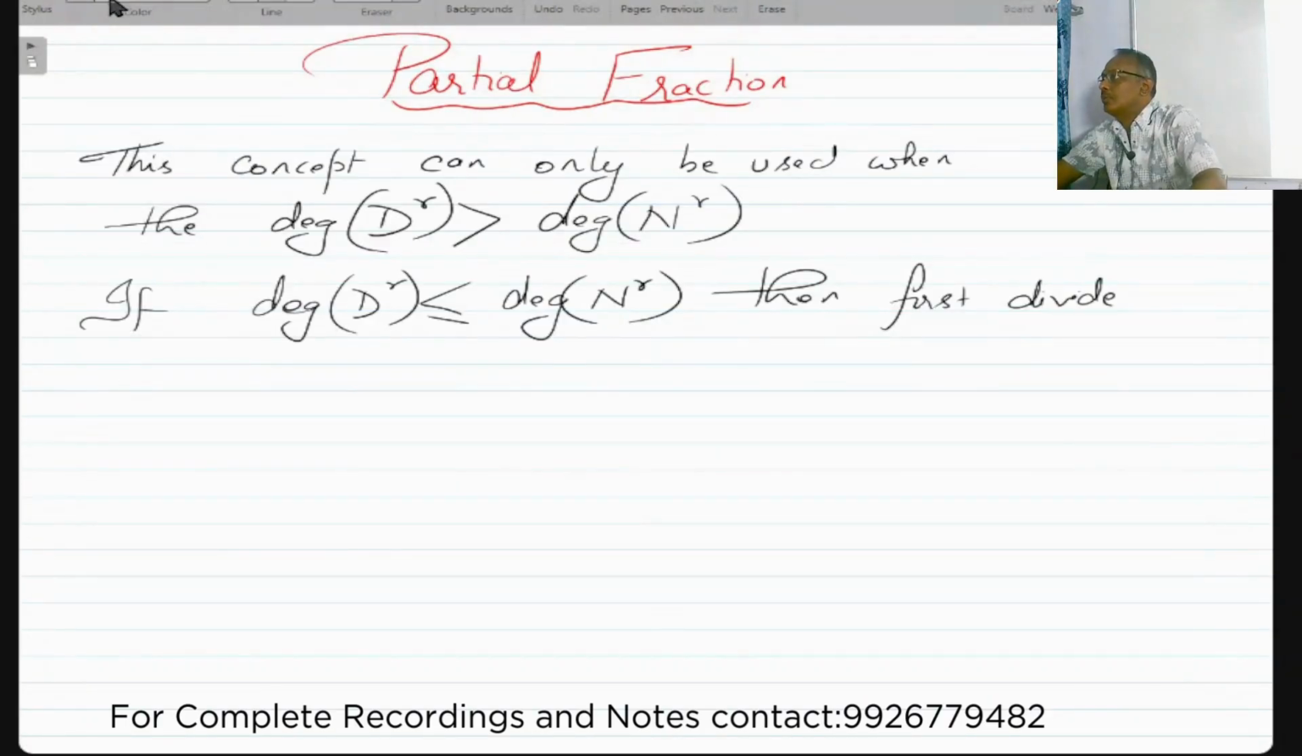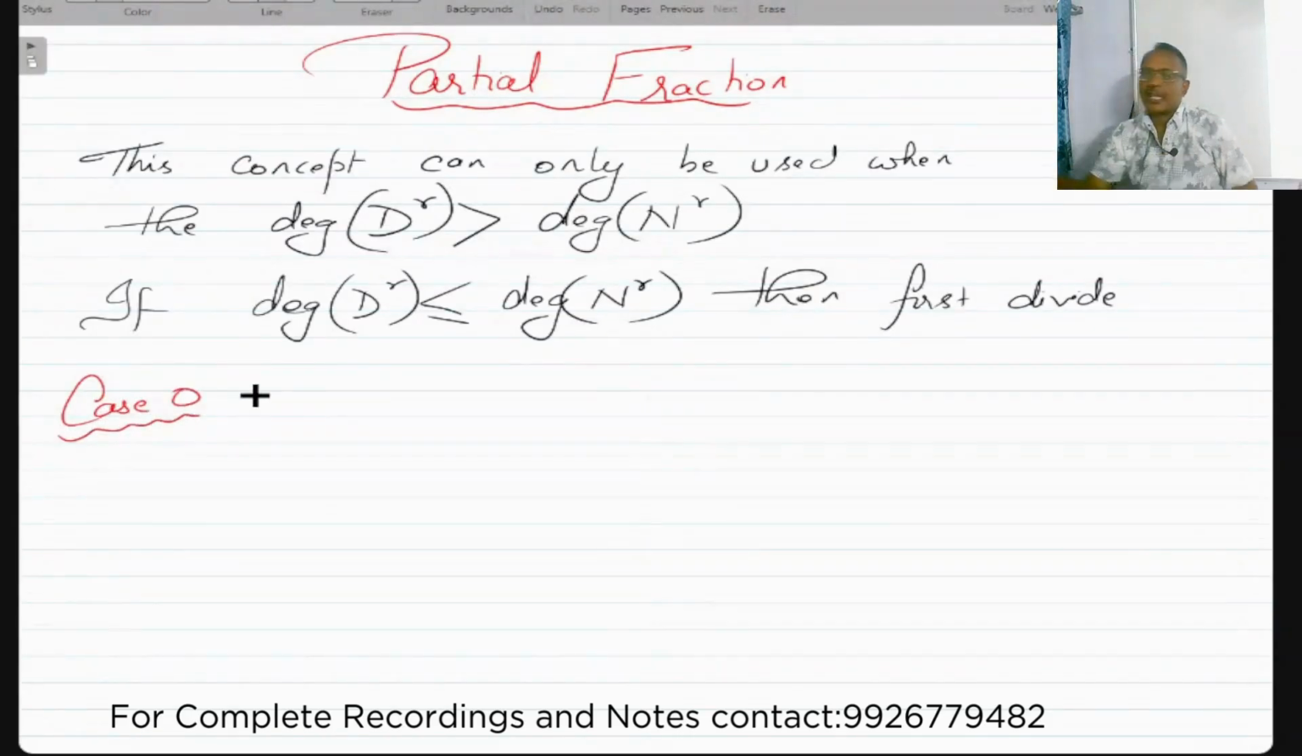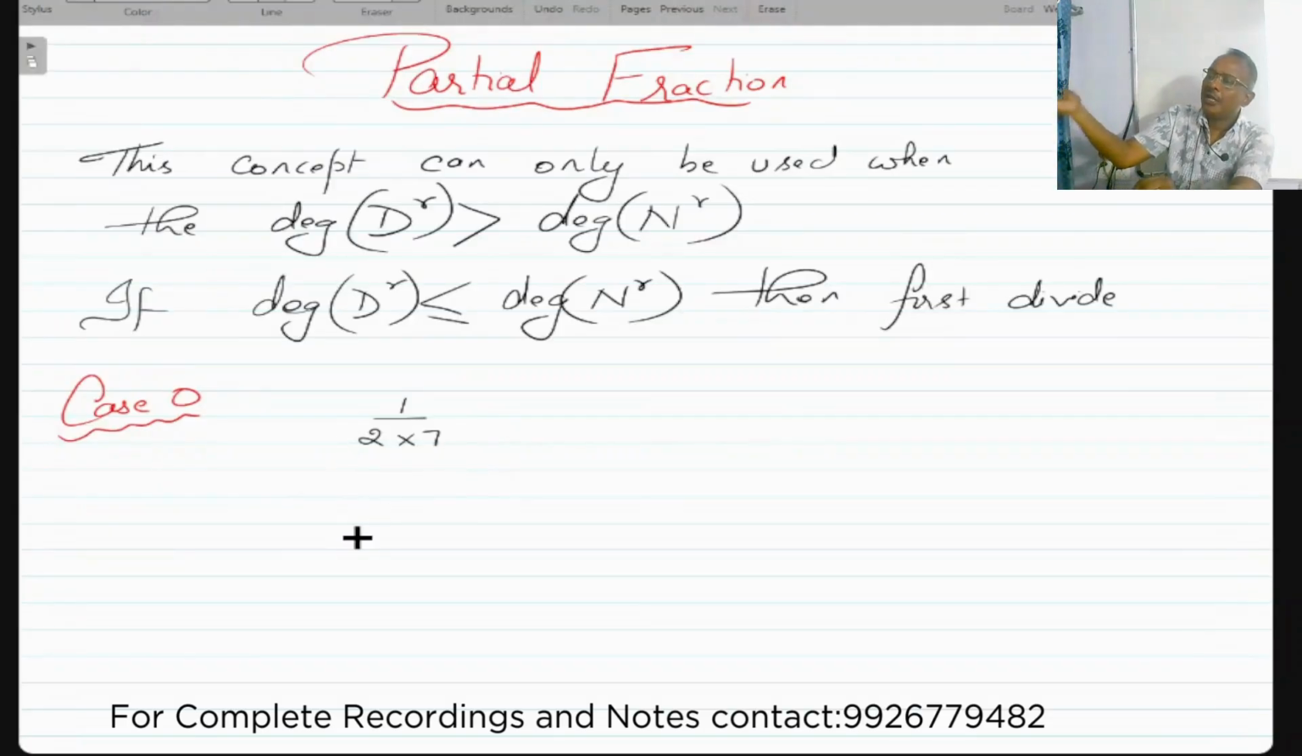Now there are different cases in partial fraction. Case 0, I won't call it case 1. First case is case 0. Case 0 is the case when you have two fractions which are like this. अभी मेरी इच्छा है ये 2 और 7 तो अलग हो जाए.